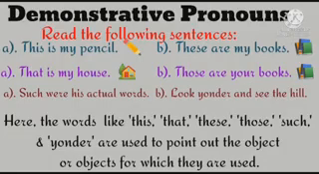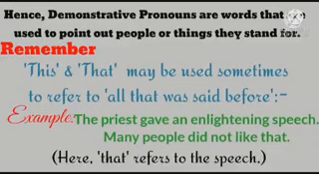We all know that the plural nouns of this and that are these and those. Moreover, this and these refer to things near at hand, that and those refer to things lying at a distance. Hence, demonstrative pronouns are words that are used to point out people or things they stand for.